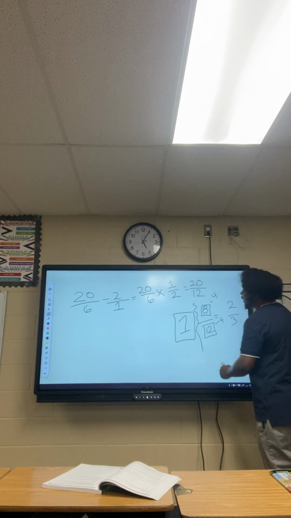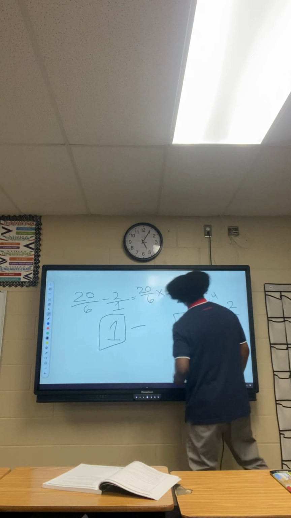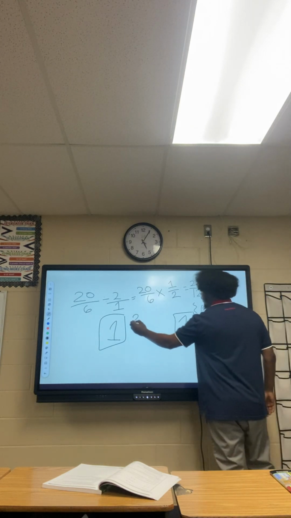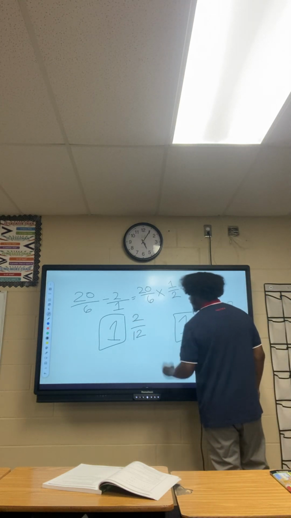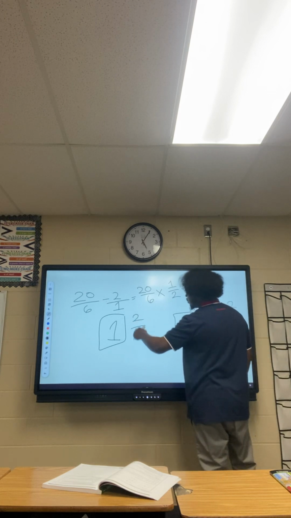So we still keep our coefficient as 1. And our new fraction, we went from 8/12 to 2/3. 2/3 is equivalent to 8/12, okay? So our answer here, we went from 20/12 to 1 2/12.